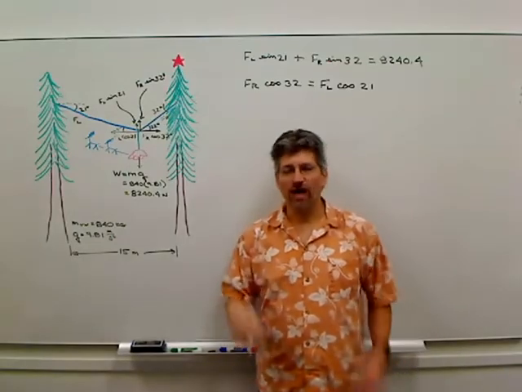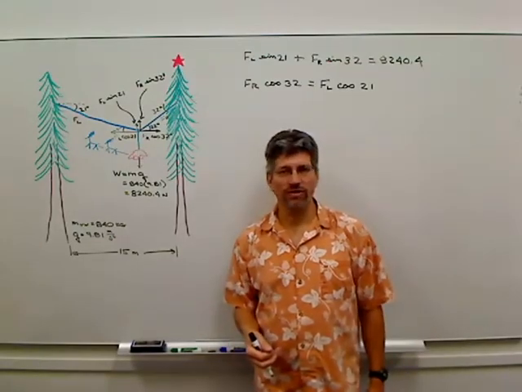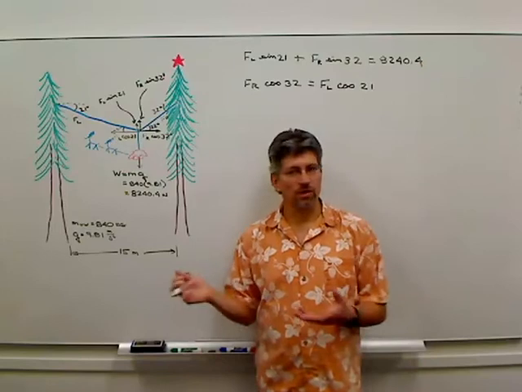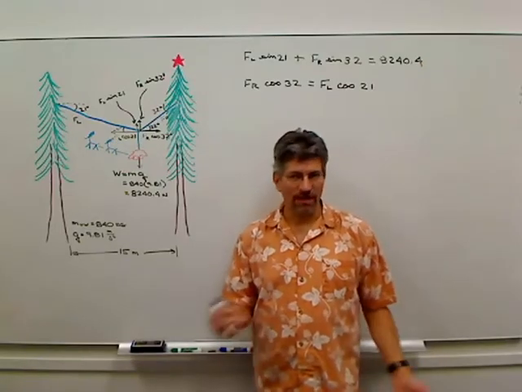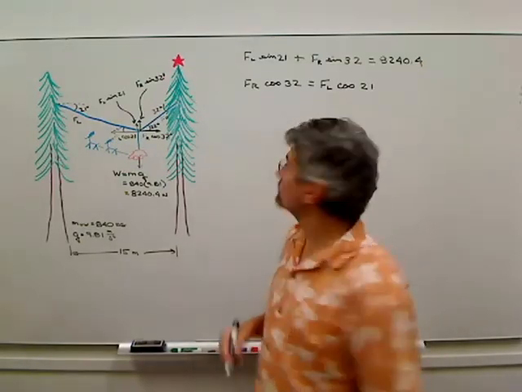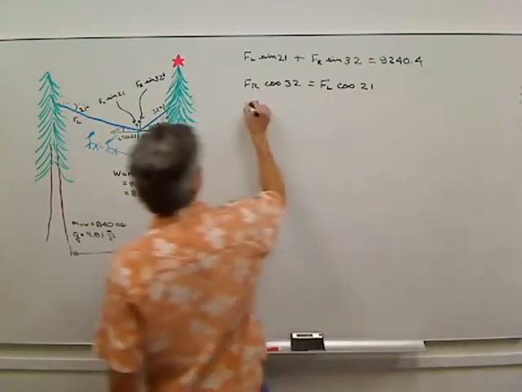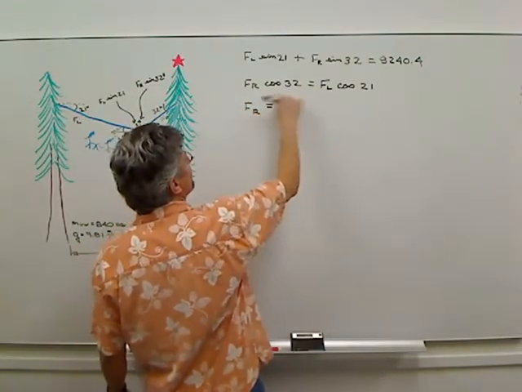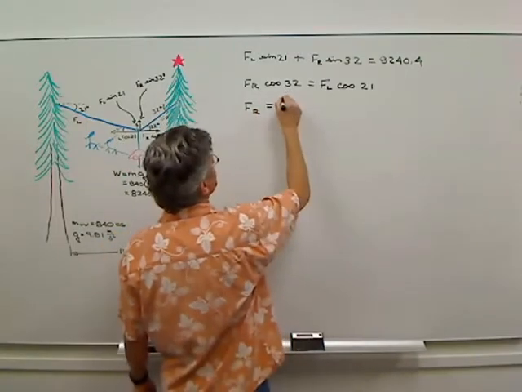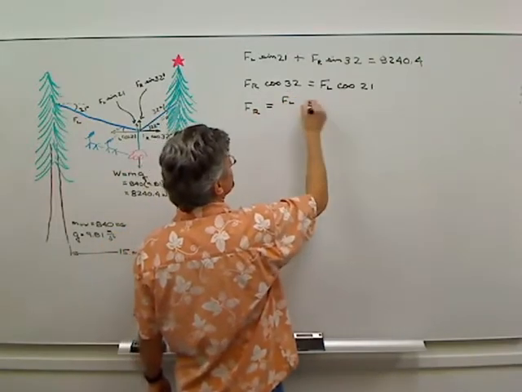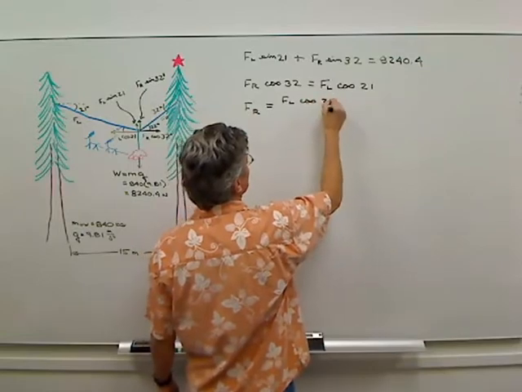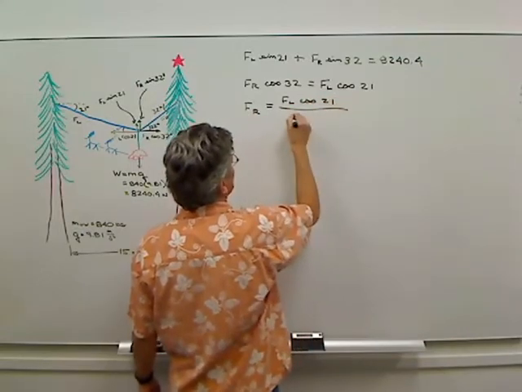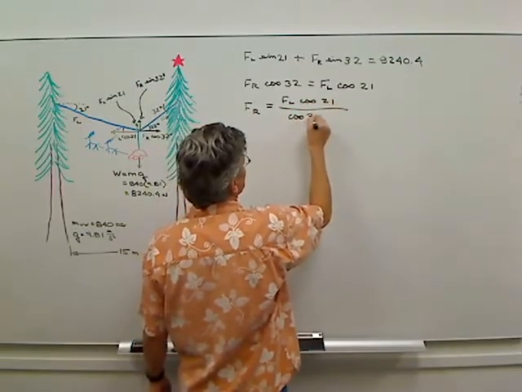I usually isolate one of the variables in one of the equations, dump the expression into the other equation, and then solve from that point. So let's do that. I'm going to solve for F sub R by dividing both sides by the cosine of 32. So F sub R equals F sub L cosine of 21 divided by cosine of 32.